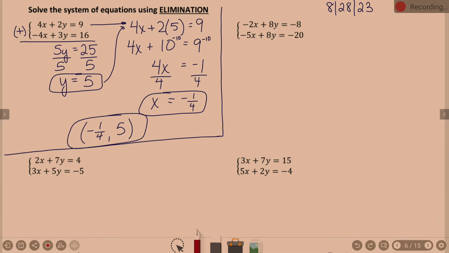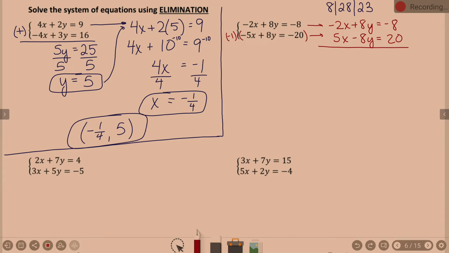So one option is if I pick one of these and multiply by a negative, and I'm going to pick the bottom one. Okay? You could pick either or. But if I multiply that bottom one by a negative 1, my top equation stays as is. Negative 2x plus 8y equals negative 8. My bottom equation. What does multiplying by a negative do? Changes all your signs, right? So this becomes positive 5x minus 8y equals positive 20.